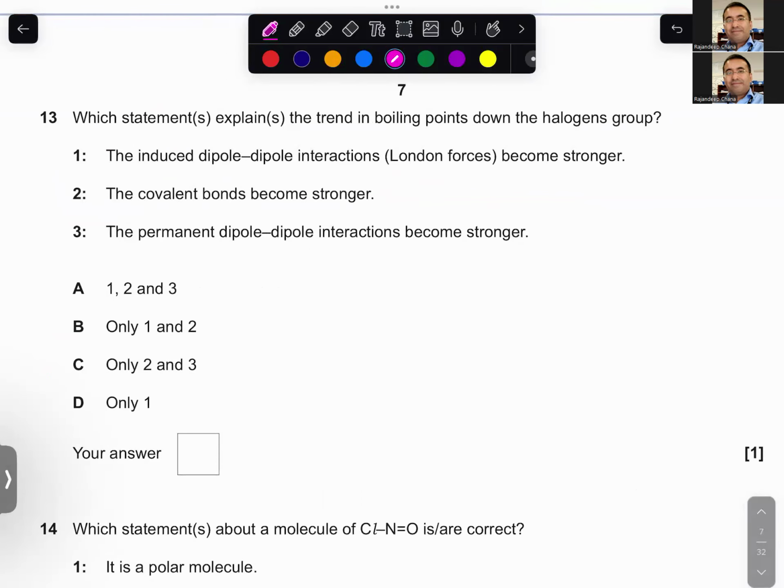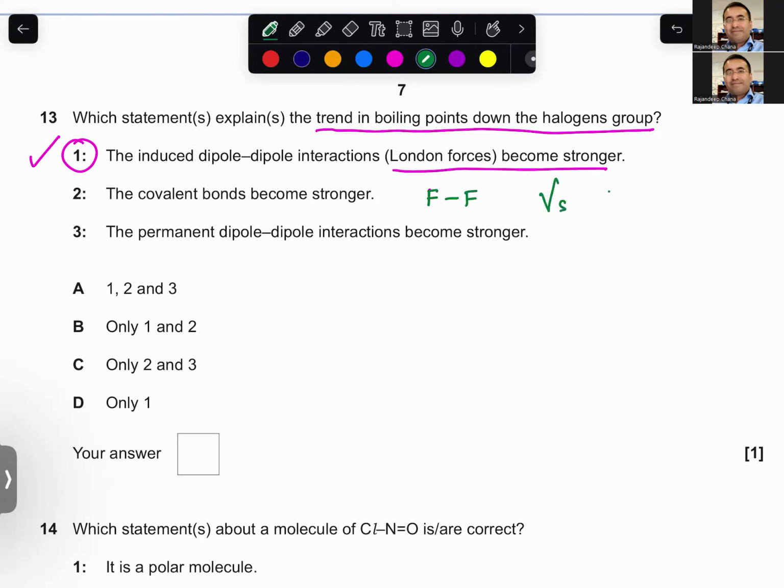Which statement explains the trend in boiling points down the halogens group? You see, as you go down the group, the London forces become stronger. So point 1 is correct. The covalent bonds become stronger. We are comparing F2 versus I2. Because fluorine is much smaller in size, there is a greater nuclear attraction towards the electrons being shared. To break that bond is going to be more difficult.